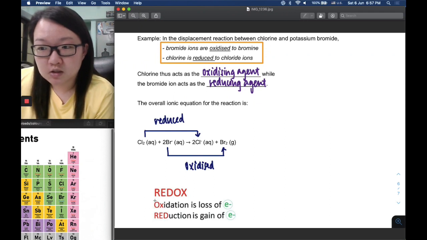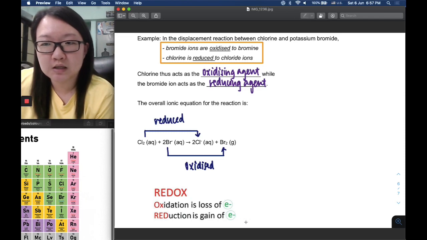Okay, so yes. Redox, the way to remember will be in terms of electron transfer. Oxidation is the loss of electrons, whereas reduction is the gain of electrons.